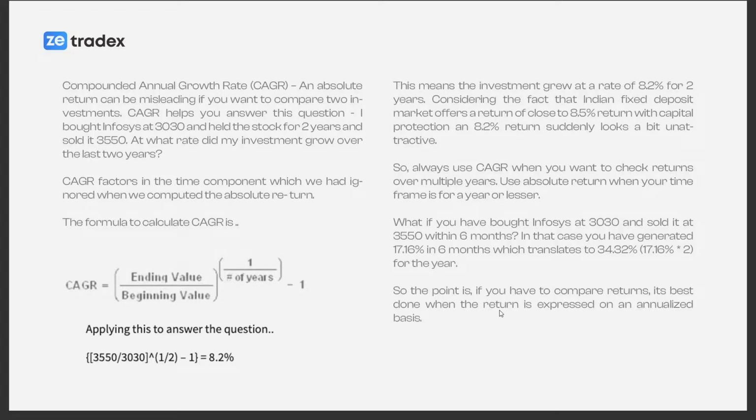What if you had bought Infosys at 3030 and sold it at 3550 within 6 months? In that case, you have generated 17.16% in 6 months, which translates to 34.32% for a year. So the point is this: if you have to compare returns, it's best done when the return is expressed on an annualized basis. Next page.